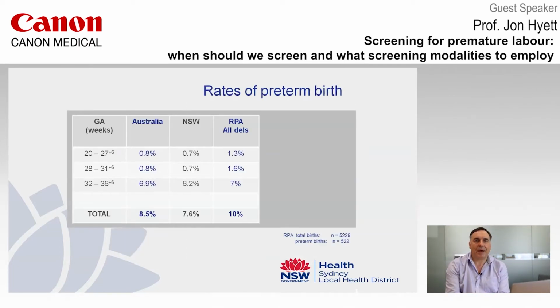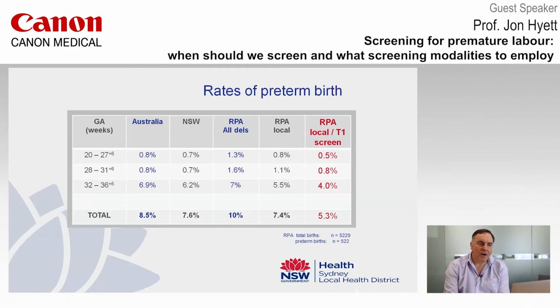If I just show you the impact of first trimester screening on preterm birth, this describes rates of preterm birth across Australia, 6.9%, in the late preterm group, and you can see 0.8% in that early preterm group, so total of 8.5%. New South Wales is very similar. RPA, a tertiary centre where I was recently working, slightly higher rate because of the referrals that we get. But then you look at the impact of the first trimester screening on a local population, and already we're beginning to see a significant reduction in preterm birth rates, and that's just with the implementation of preterm preeclampsia screening.